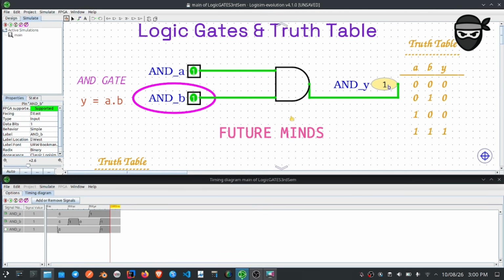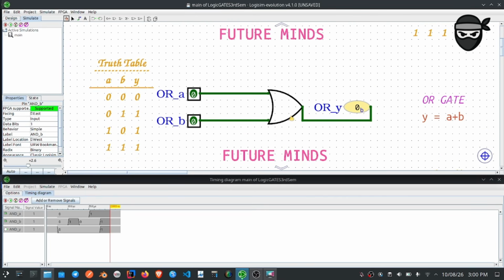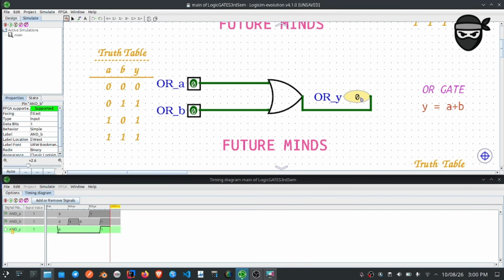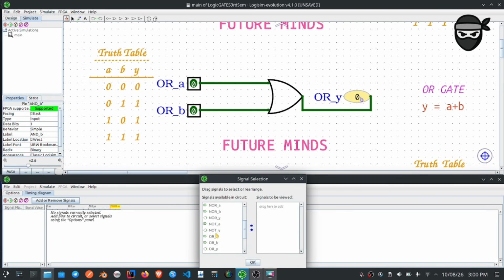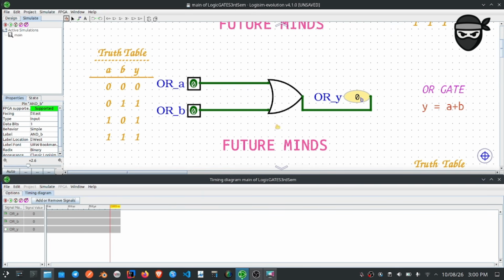Okay, so our next gate is the OR gate. We'll take the pins for the OR gate now. The truth table of the OR gate states that the output is high when any one or both of the pins are at high state. The denotation is by A plus B.